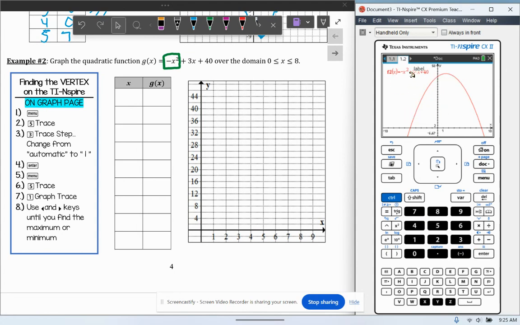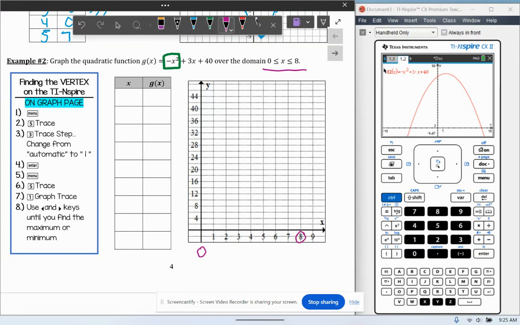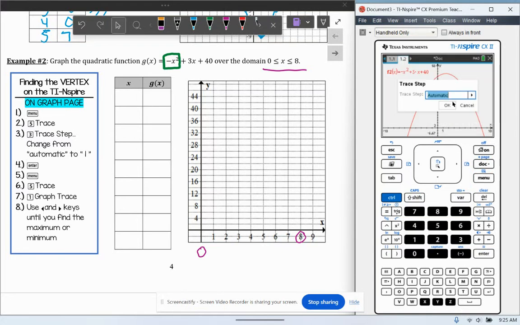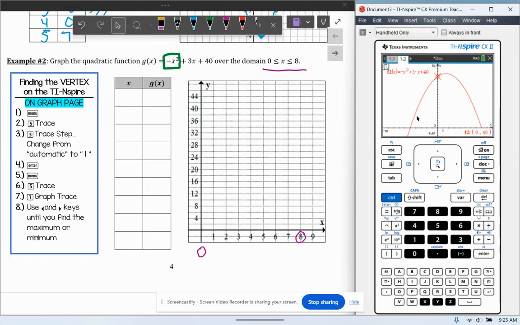Okay, now, a couple of things here. We need to graph over the domain from 0 to 8. That means our x values will start at 0 and end at 8. So we will not put any arrows on. We are only going to graph between those two x values. Now let's do the menu, trace, step and change this to 1. And just a reminder, if I'm doing this on my calculator, you're doing this with me too to get the practice. Menu, trace, graph trace. And this starts, fortunately for us, at (0, 40).